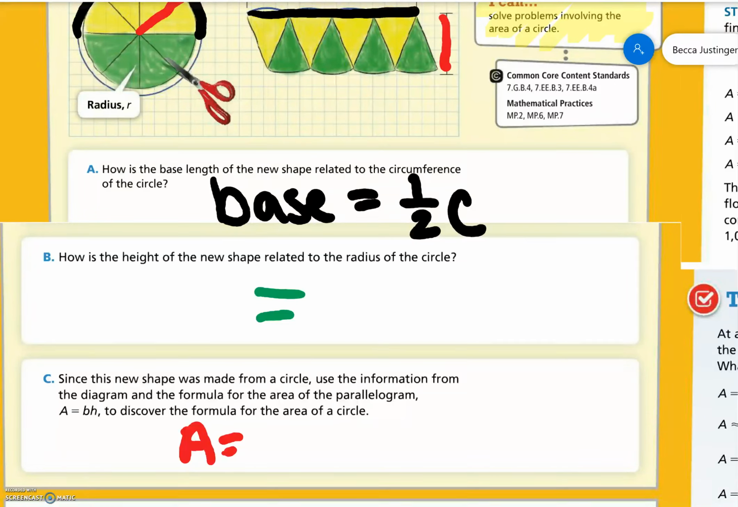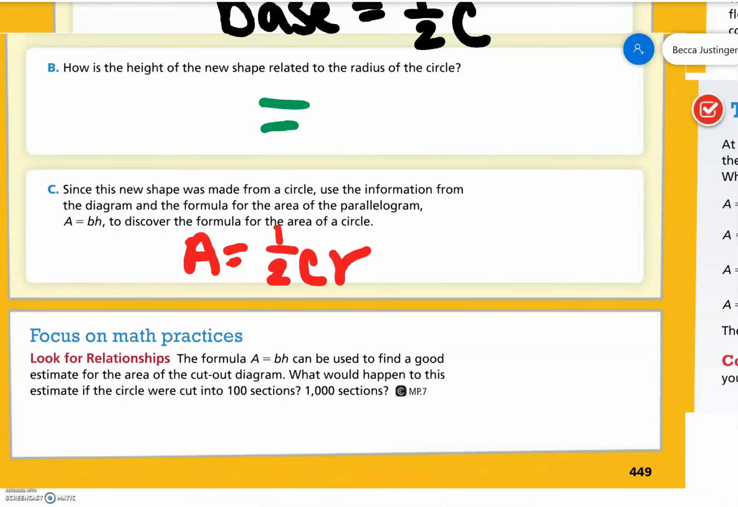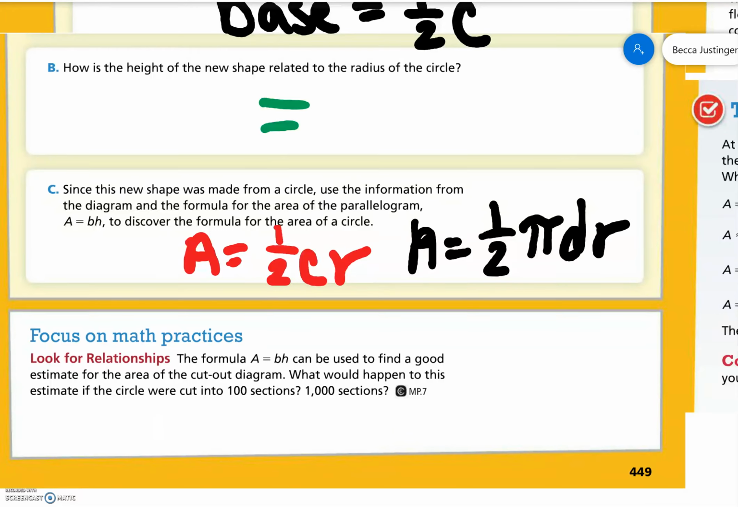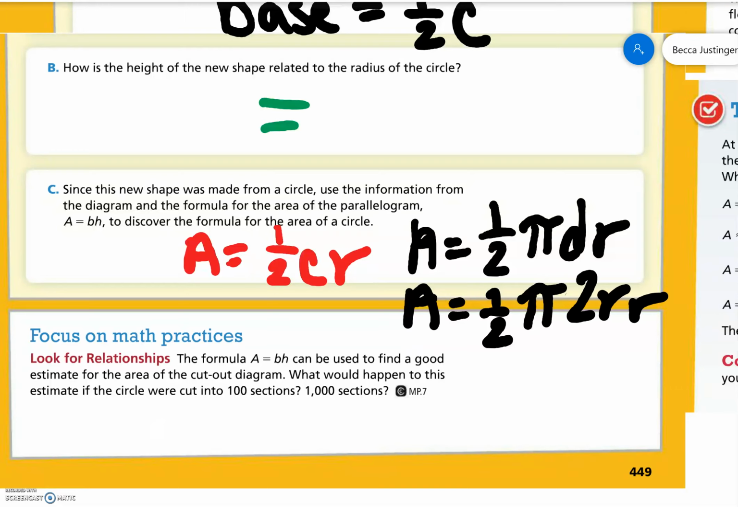So area stays the same, but instead of base, we're going to use 1/2 circumference times radius, because that's the height. But we know circumference is pi d or pi 2r. So let's write that. Area equals 1/2 pi d times r, or area equals 1/2 pi 2r r. So now we can clean that up a bit.